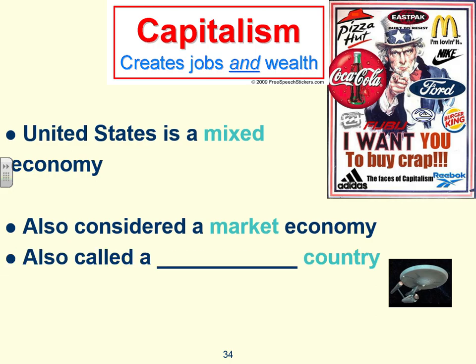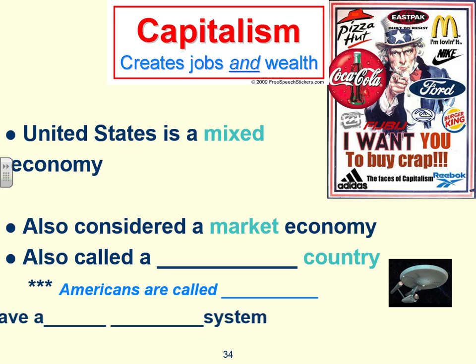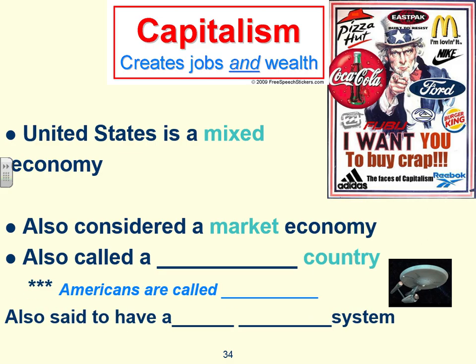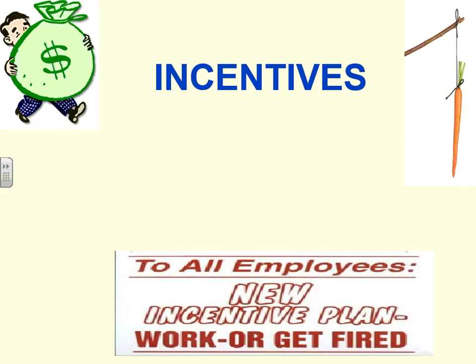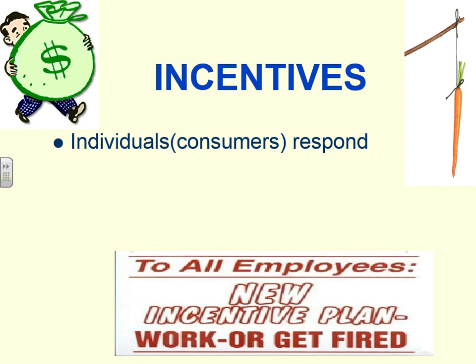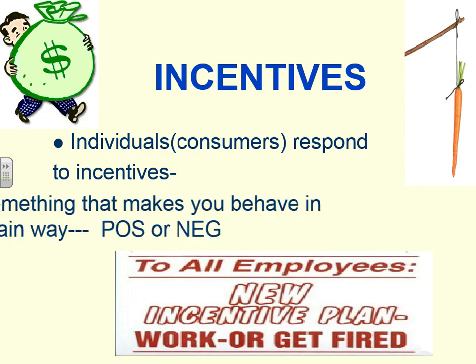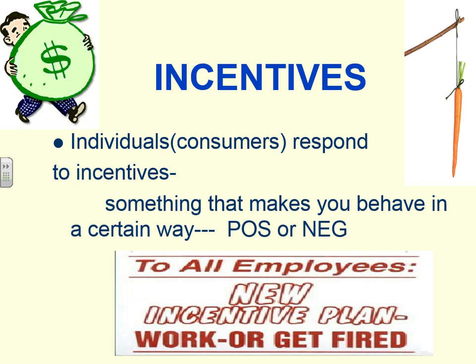We're often referred to as capitalists. Americans are referred to as capitalists. And then we often say that we have a free enterprise system. Incentives, we've got a lesson coming up on incentives, but incentives are basically a consequence or a reward for action. And so we respond to incentives, something that makes us behave a certain way. They can be positive or negative.